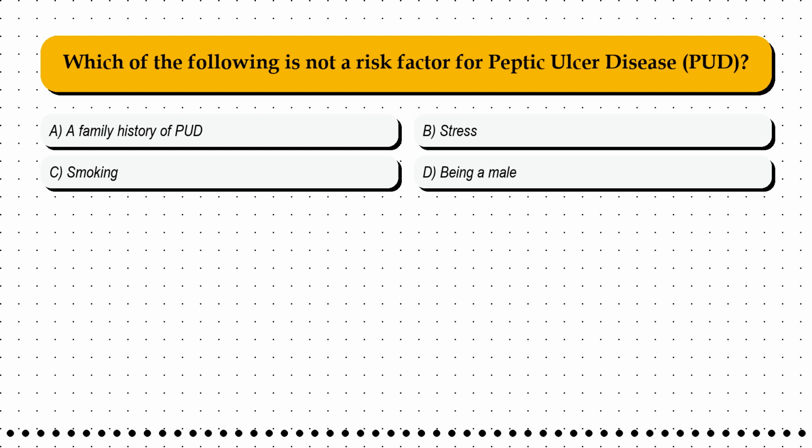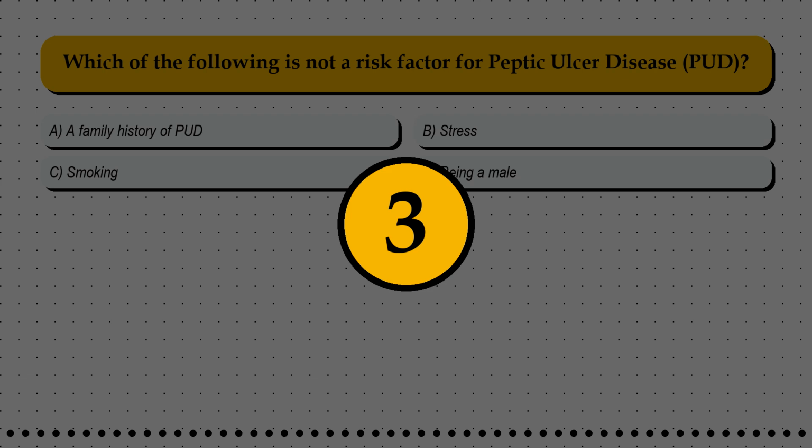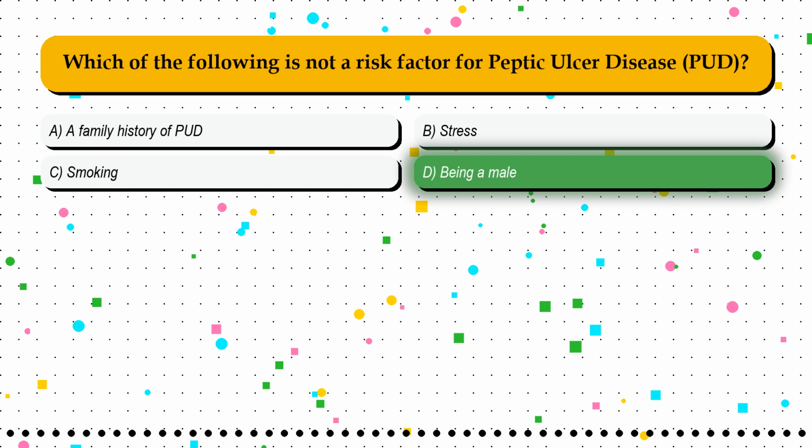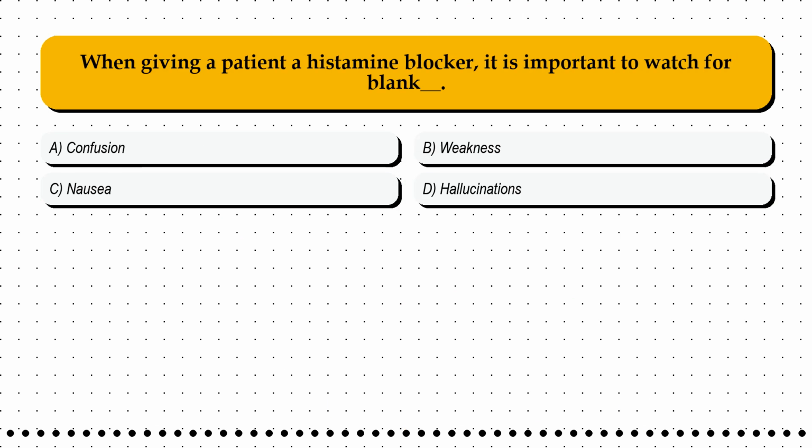Question 123. Which of the following is not a risk factor for peptic ulcer disease, PUD? Option A, a family history of PUD. Option B, Stress. Option C, Smoking. Option D, Being a male. The correct answer is option D, Being a male.